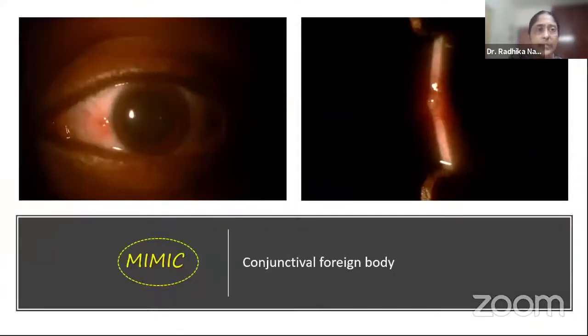Yet another small child with recurrent phlyctenular keratoconjunctivitis, but then it was treated outside, and when we saw the patient, we noticed a pucker. So we opened it up and we found a sand particle, as you can see in the second picture. So this was a mimic. So this was a reactionary response, and after we removed that particle, the entire thing resolved completely.